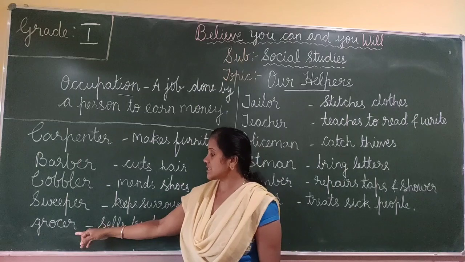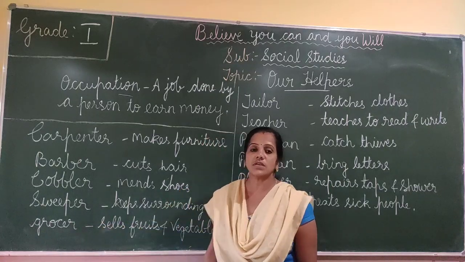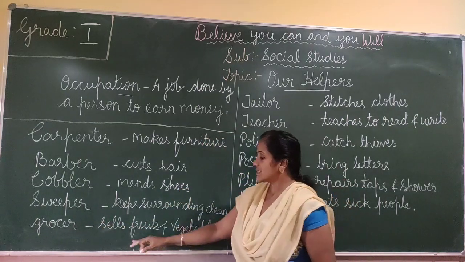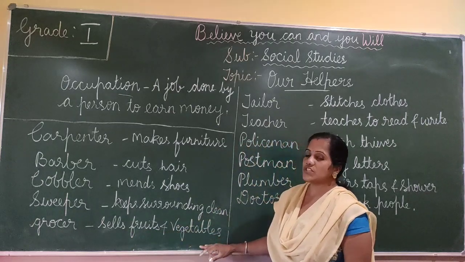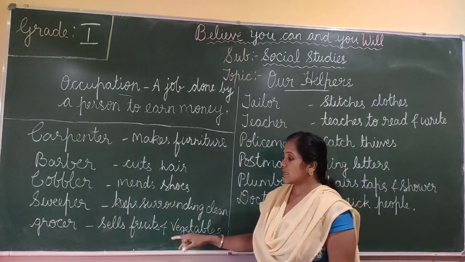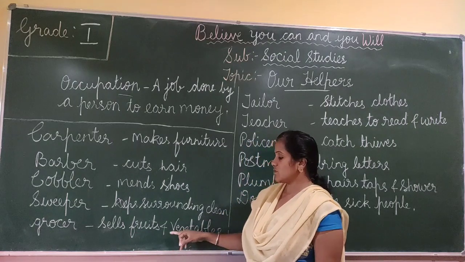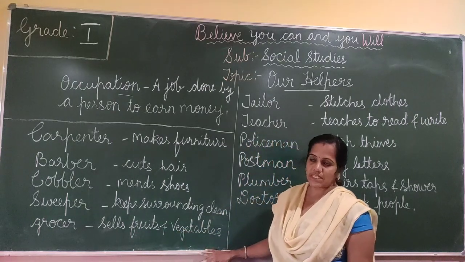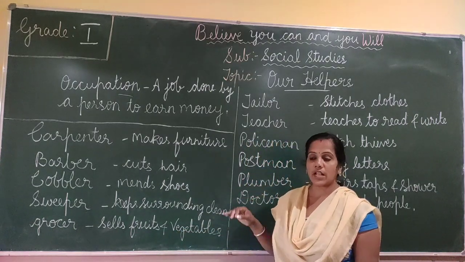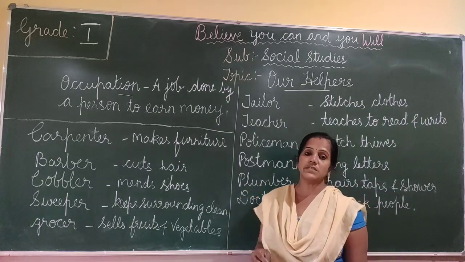The next is grocer. So who is a grocer? The grocer sells fruits and vegetables. Okay, the grocer sells fruits and vegetables. So these are some of the helpers. Like this, we have many helpers.